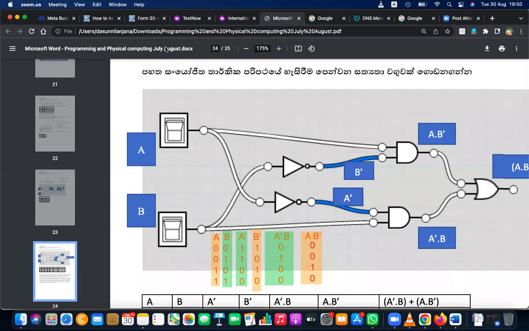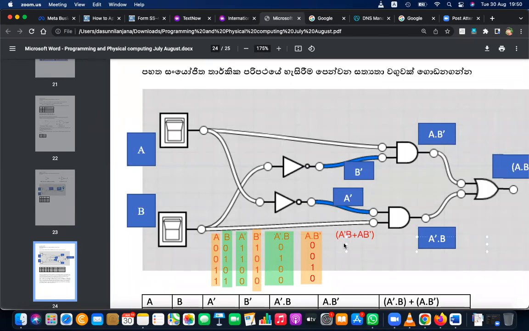Finally, the OR gate, the last one. In the OR gate, you can see the whole expression: A NOT B OR A B NOT. OR of both. What is the speciality of the OR gate?